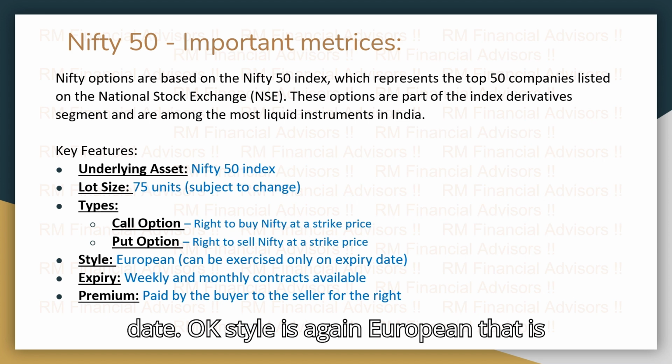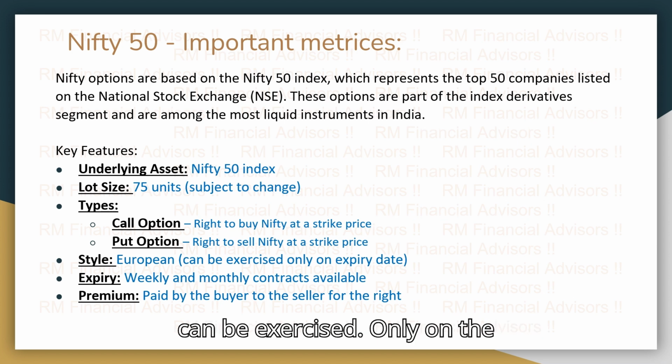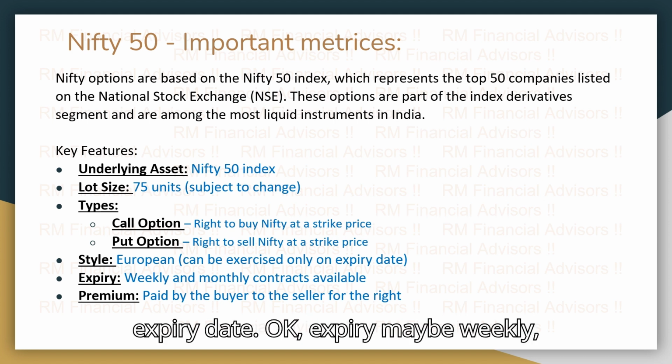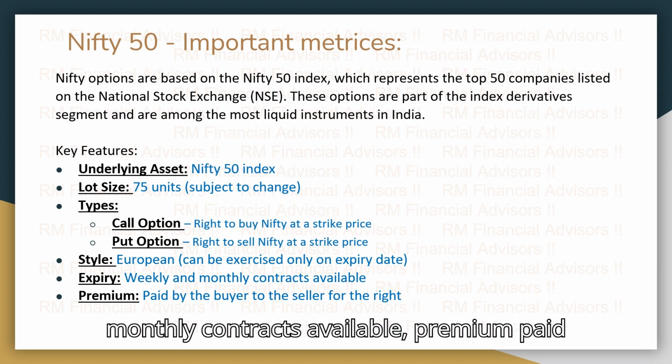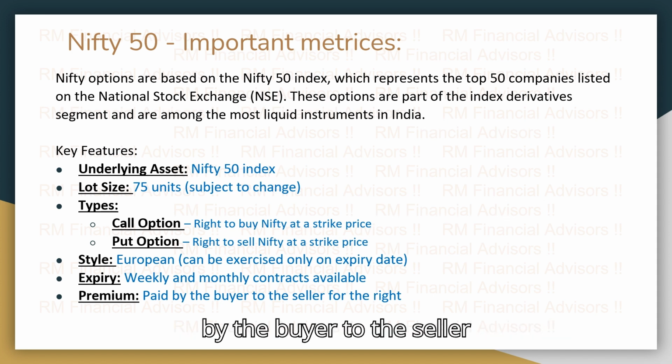Style is again European, that is, it can be exercised only on the expiry date. Expiry may be weekly or monthly, contracts are available. Premium is paid by the buyer to the seller for the right they avail. Okay, so that's the Nifty 50 option.